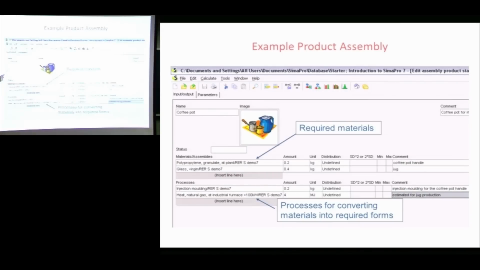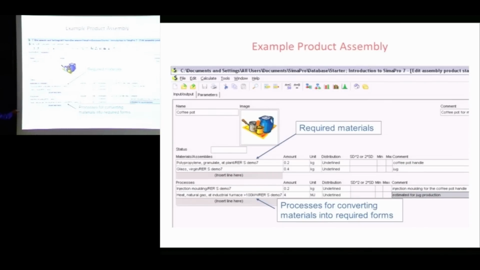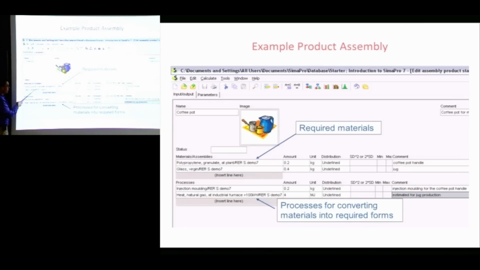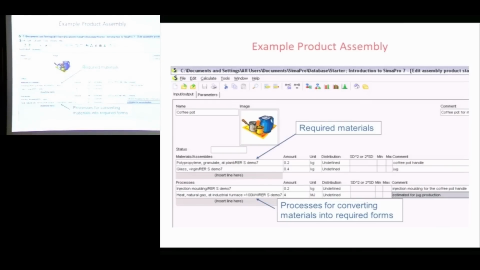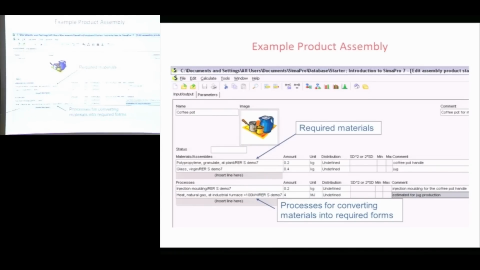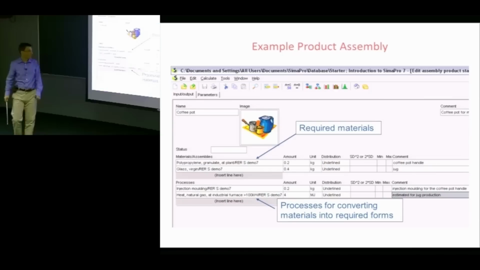Now looking at what an assembly might look like inside of Simapro. Here we're looking at the coffee pot, and at the materials. Here's the polypropylene handle, here is the glass. We're looking at the masses here, and then comments on the right-hand side. This is not complete, these are just screenshots of a few. Here are processes now. It's not just materials, it is the processing of those materials. So the handle is going to be injection molded, and you're going to have heat going into a furnace to form the glass pot. So that's what it might look like.